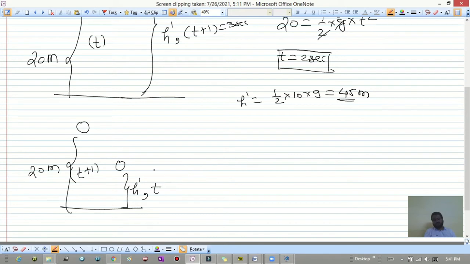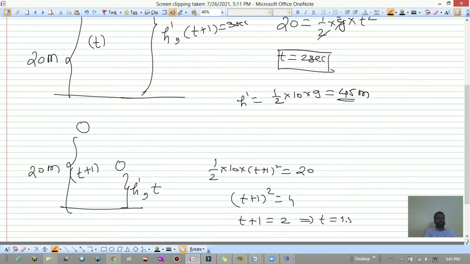So if you just calculate this t plus 1 value, it is half g into t plus 1 whole squared is equal to 20, and t plus 1 whole squared is equal to 4. So t plus 1 is equal to 2. So from this we can write t is equal to 1 second. Now once we got t is equal to 1 second, and this is 2 seconds, now we can find this unknown height h dash is equal to 1 by 2 into 10 into 1 squared, which is equal to 5 meter.